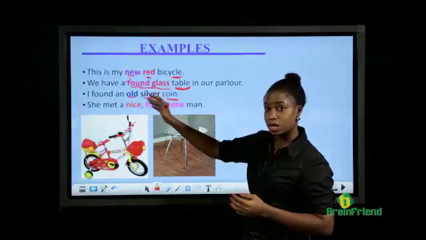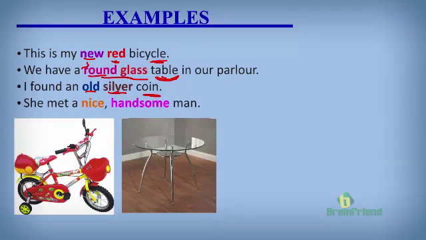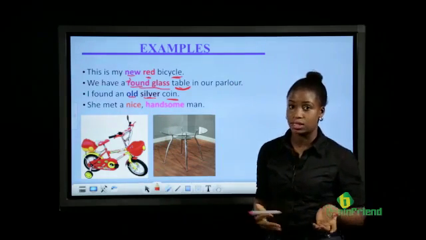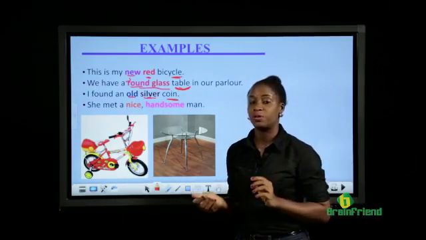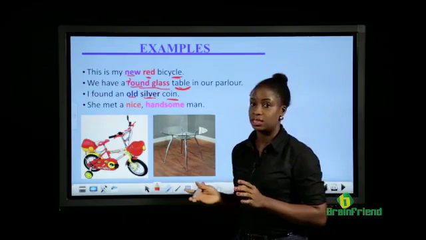You must have noticed that we do not have commas in all of these sentences, but let's look at this one now. She met a nice, handsome man. How does the man look? He's handsome. And what qualities does he possess? He is nice. You can see that we have a comma. Remember I said sometimes we use commas and other times we don't. But we have to be very careful in our use of commas to separate adjectives.